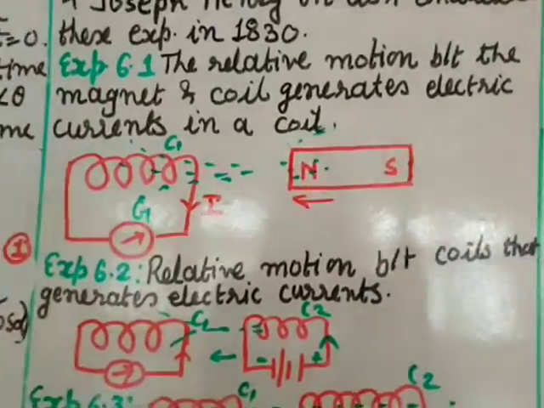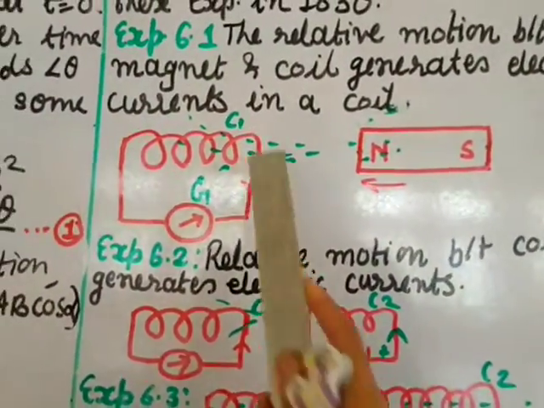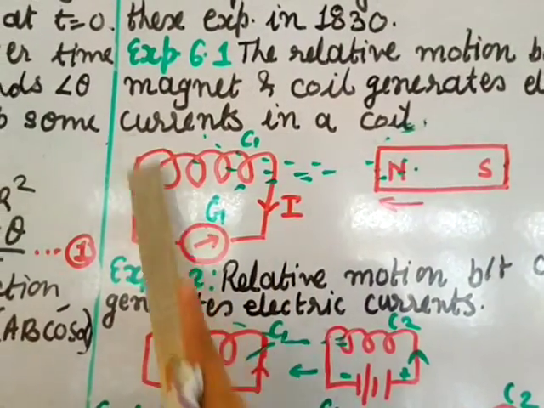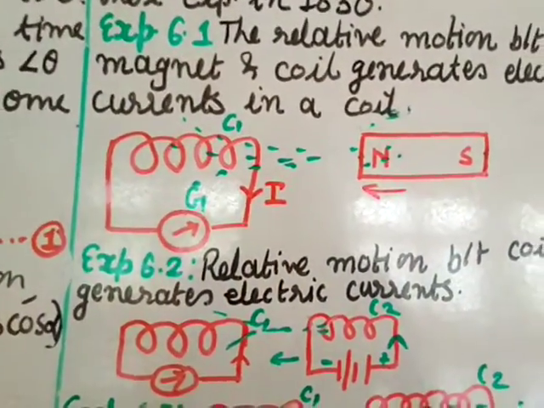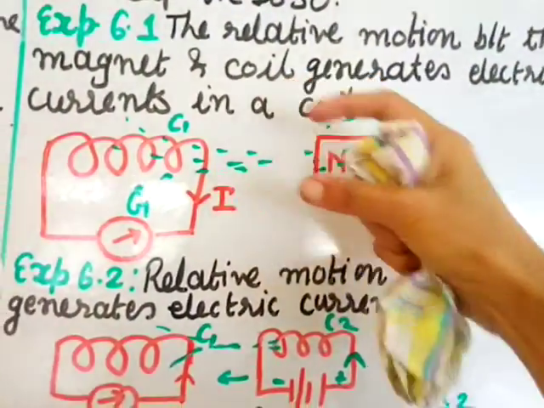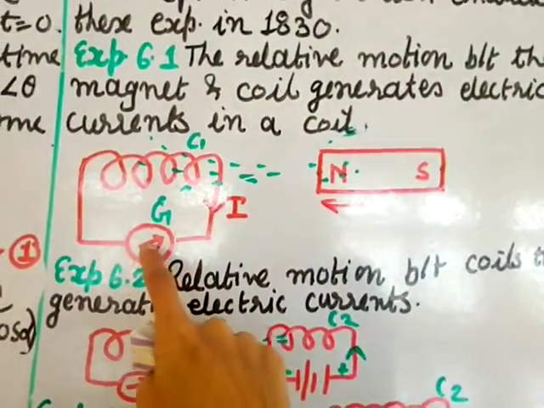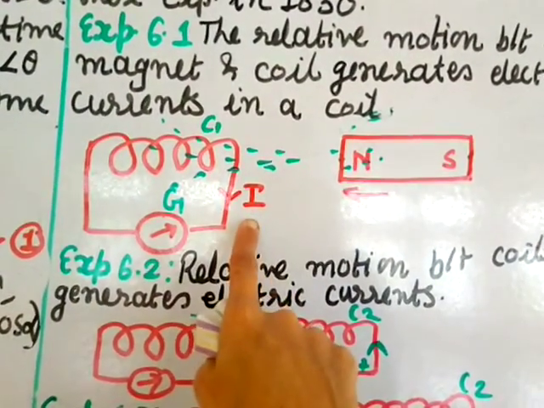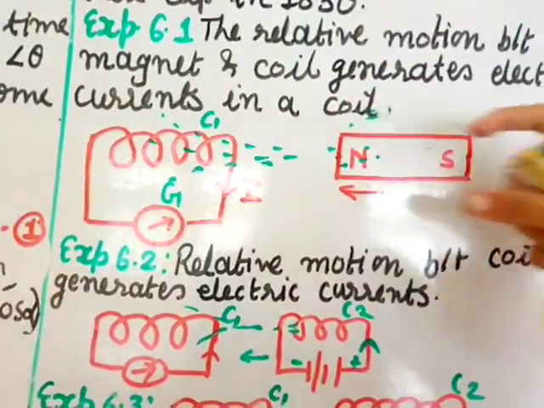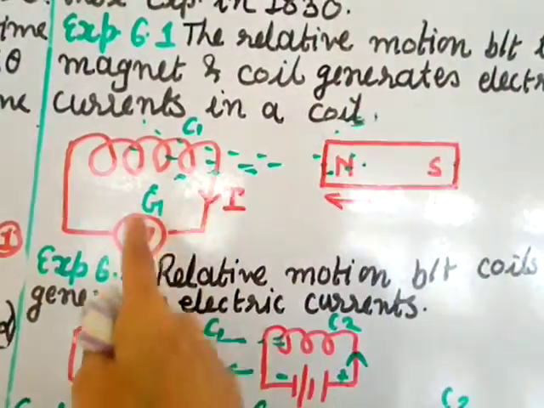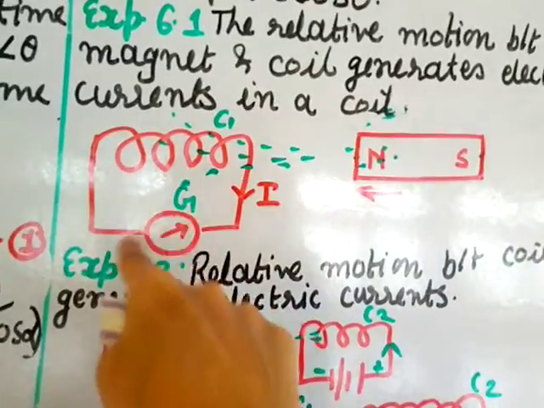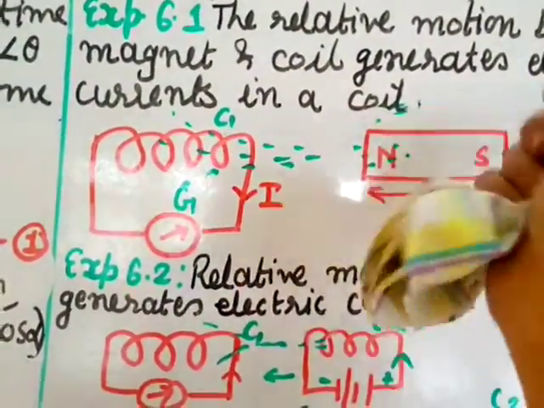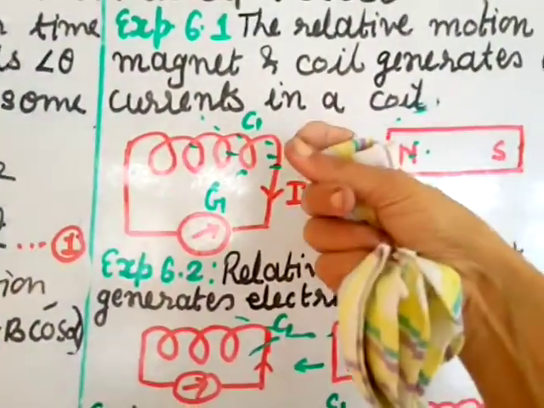Experiment 6.1. In this experiment, they took a coil connected with a galvanometer. The galvanometer shows the presence of current in the coil. They took a bar magnet and brought it closer to the coil. When they brought it closer, they found a deflection on the galvanometer, which shows the presence of current in the coil. Again, they took the magnet away, and they again found a deflection in the galvanometer, which shows the presence of current. But this time, the direction was opposite to when they brought it closer.